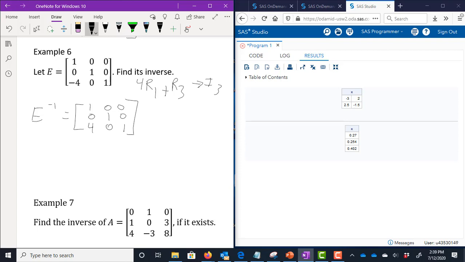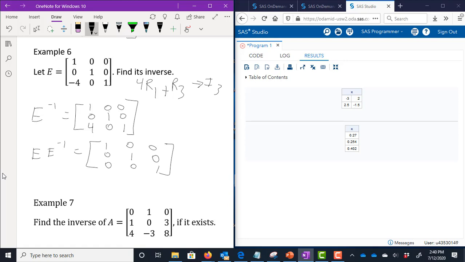And we could see that's the case if we were to take, I'll just do one of these out, E times the inverse of E. This row times this column gives us 1. Then 0, 0. And this row times this column gives us 0, 1, then 0. This row times this column now gives us the 4 plus negative 4. This would be 0. And then this times this would give us 0 and then 1. And if we did it the other way, we'd get the same exact answer as well.